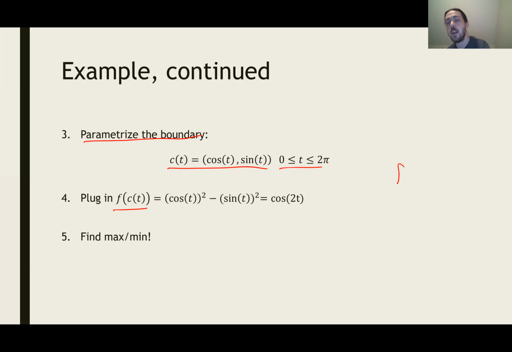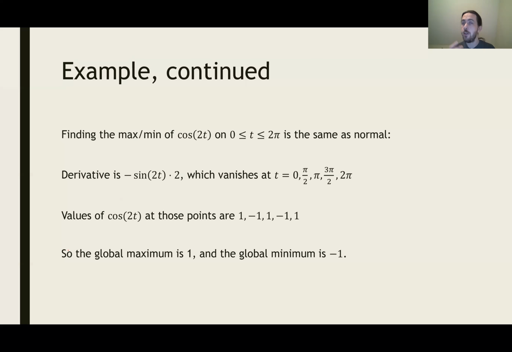Our function f of x, y, remember, was x squared minus y squared. And so we plug in x is cos t and y is sine t, and we get cos squared t minus sine squared t. And it's going to make our lives a lot easier if we remember a double angle formula. Cos squared minus sine squared is the same as the addition formula, and so this is the same as just cos of 2t. And so then we want to find the maximum or minimum of cos of 2t. And that's now a single variable maximization and minimization problem for a function of one variable.